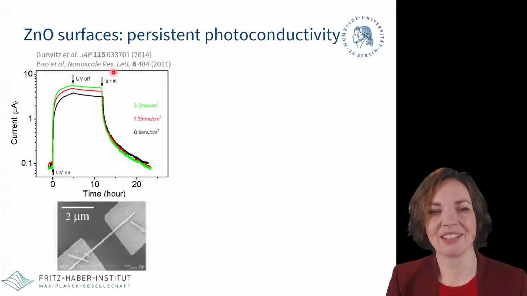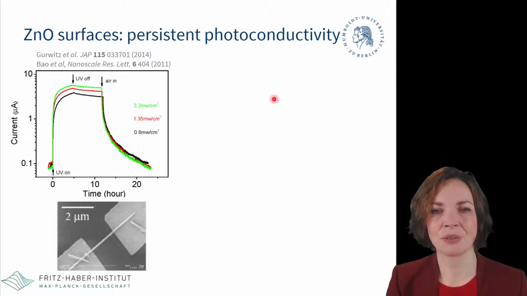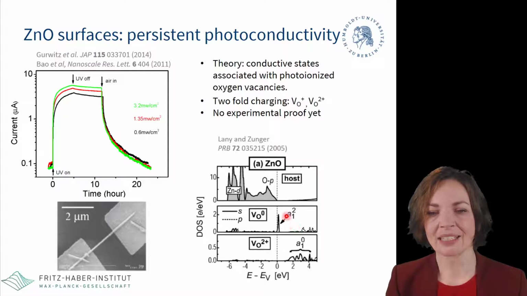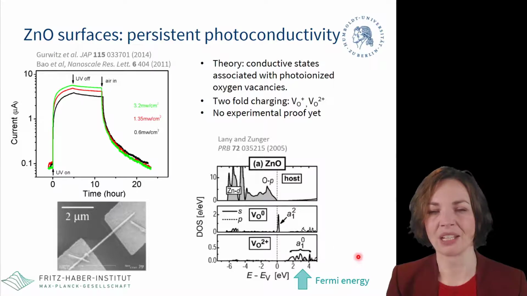It can only be shut down by letting air into the sample, and this means oxygen, obviously. So this hypothesis of oxygen vacancies contributing to the persistent photoconductivity is also supported by theory that calculates that the deep donor level of the oxygen vacancy is lying just on top of the valence band. However, when you ionize this level, then you generate density of states in the region of the Fermi energy, which could contribute to the conduction.